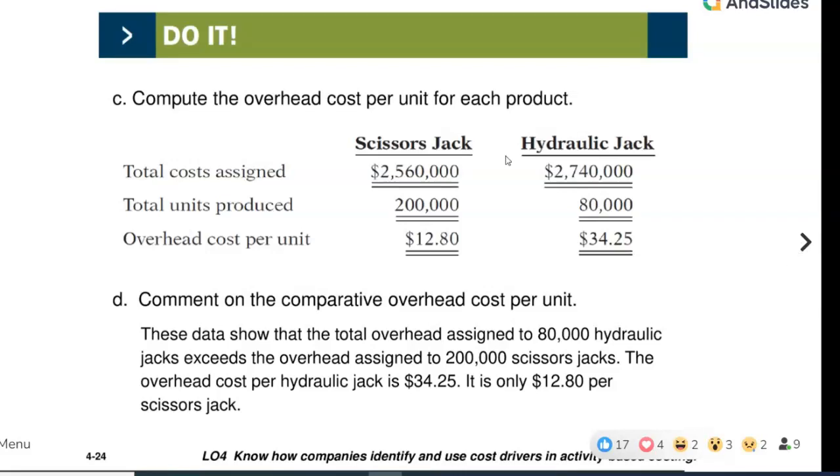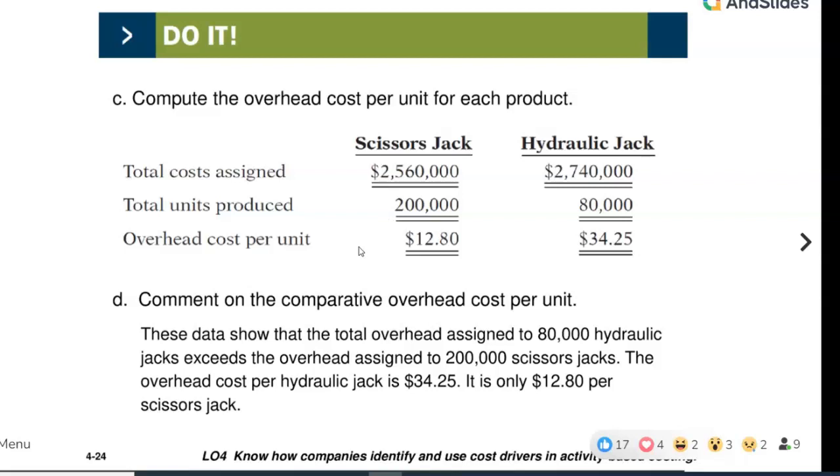2,740. Now we produce 200,000 scissors jacks. So the overhead rate, you remember I got the direct material, I got the direct labor. The overhead rate now is $12.80. Now, that is assigned to each unit. It's assigned based on that unit's consumption of the activities, the indirect cost activities to produce it. For the hydraulic jack, it's $34.25. Okay. So there you can see the overhead cost per hydraulic jack is higher than it is for the scissors jack. Whereas if I assign this based on direct labor hours, I would have gotten a completely different thing.